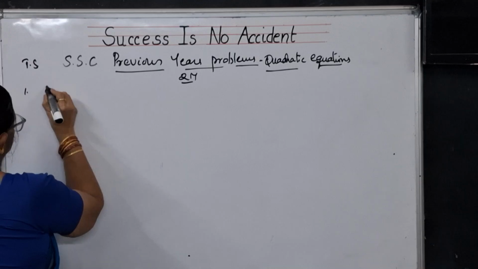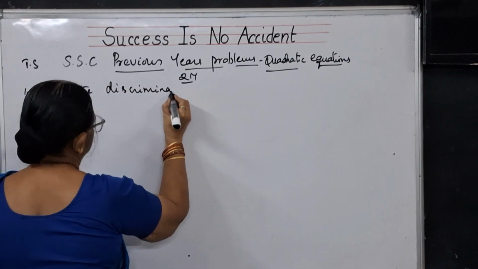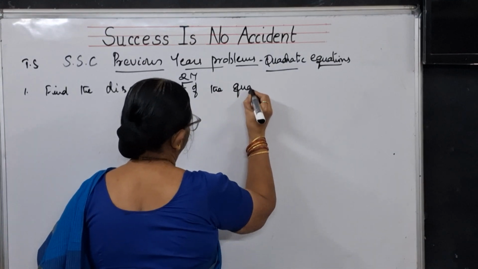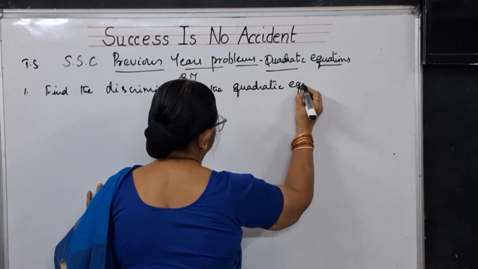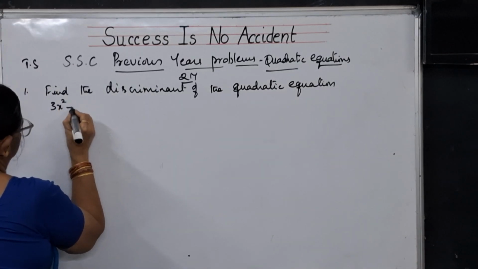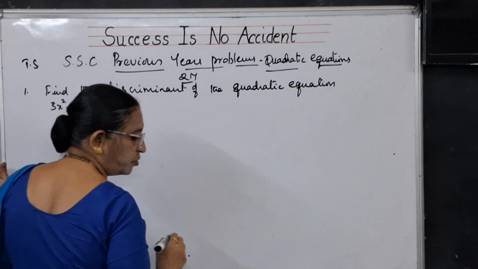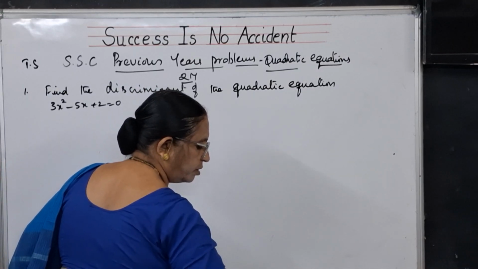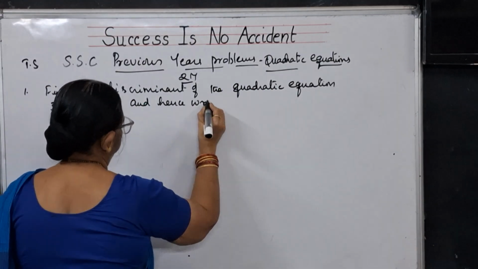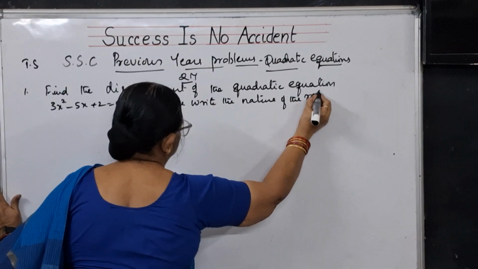Find the discriminant of the quadratic equation 3x square minus 5x plus 2 is equal to 0, and hence write the nature of the roots. This is the question.